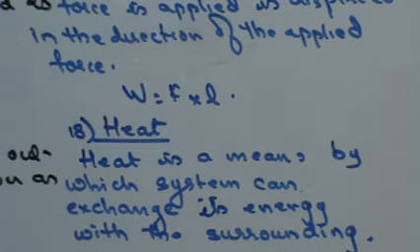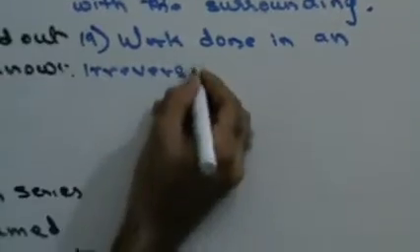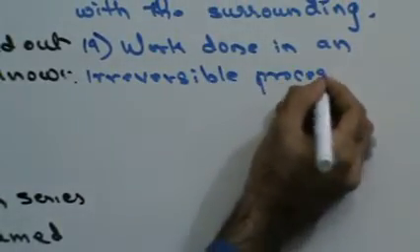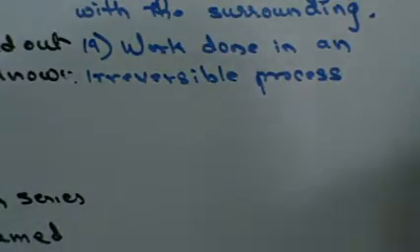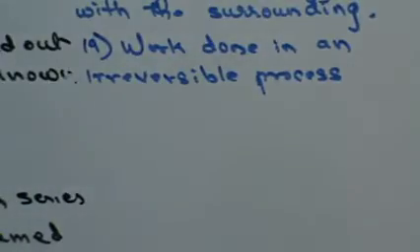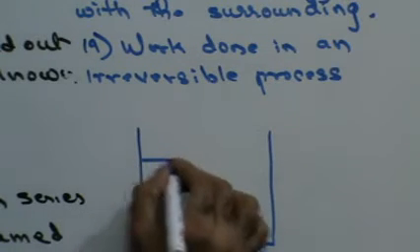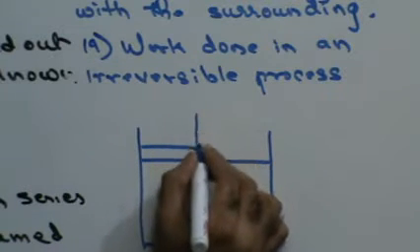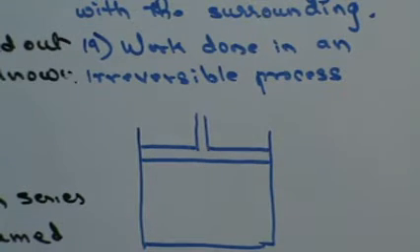Now, let's try to find out the work done during an irreversible process. Work done in an irreversible process. Let's consider a cylinder fitted with a weightless, frictionless piston. Let us assume that the cylinder is filled with gas.